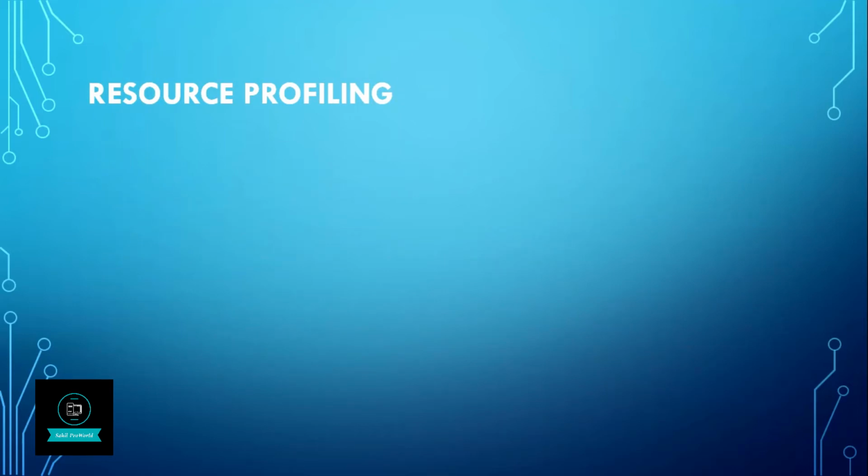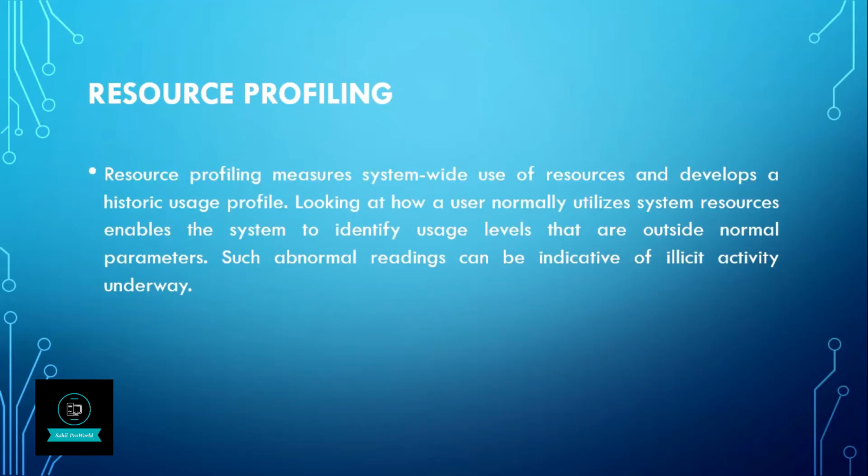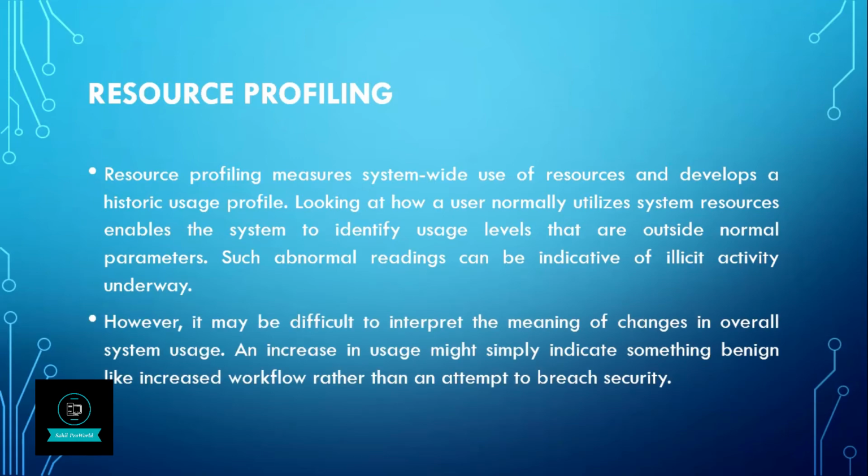Next one is resource profiling. Resource profiling measures system-wide use of resources and develops a historic usage profile. Looking at how a user normally utilizes system resources enables the system to identify usage levels that are outside normal parameters. Such abnormal readings can be indicative of illicit activity underway. However, it may be difficult to interpret the meaning of changes in overall system usage. An increase in system usage may simply indicate something benign like increased workflow rather than an attempt to breach security.